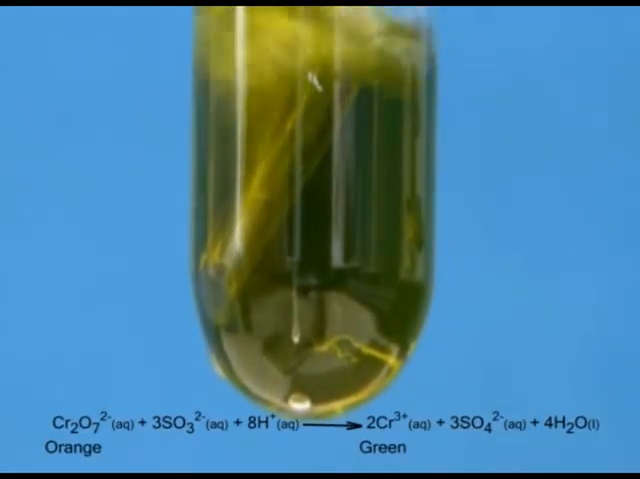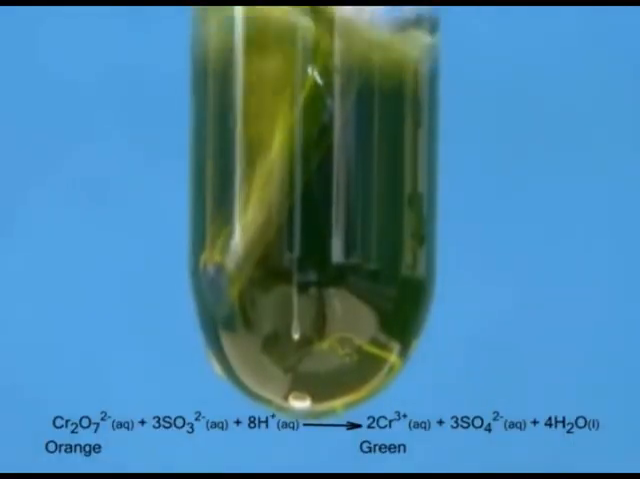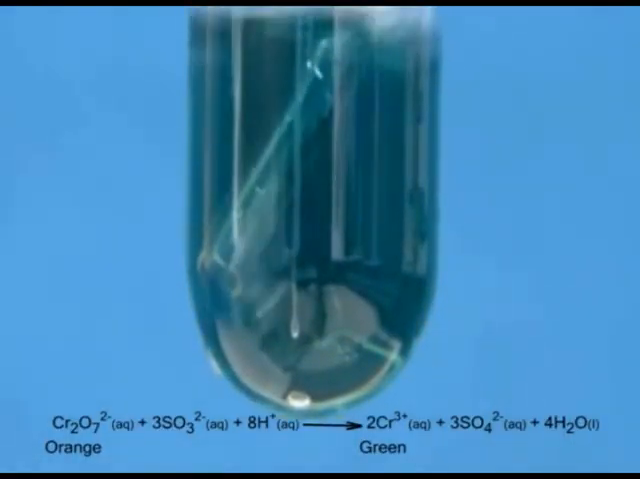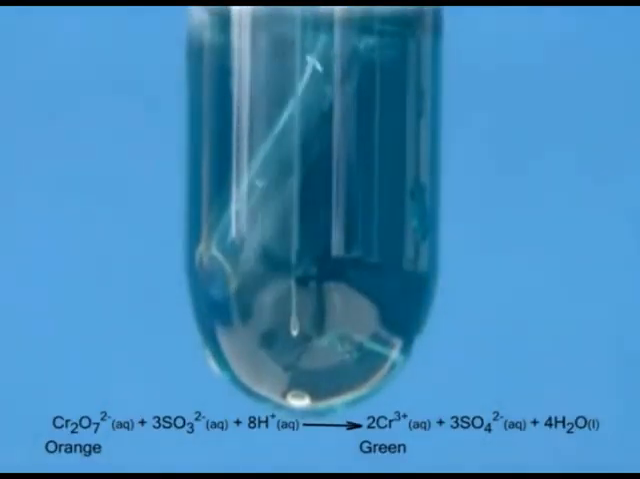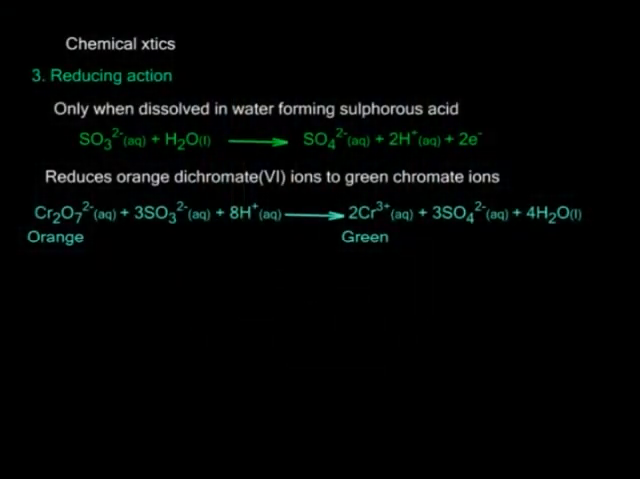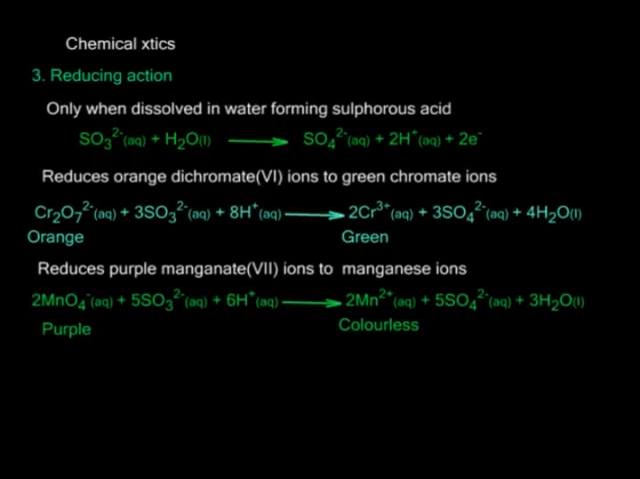The electrons necessary for the reduction of dichromate 6 ions are supplied by the sulfite ions, which are in turn oxidized to sulfate ions. When sulfur 4 oxide gas is bubbled into a solution of acidified potassium manganate 7, the solution changes from purple to colorless. This is because the purple manganate 7 ions are reduced to manganese ions by the sulfite ions. Although manganese ions are pale pink in color, their concentration is too low for the color to be observed. The sulfite ions are in turn oxidized to sulfate ions.